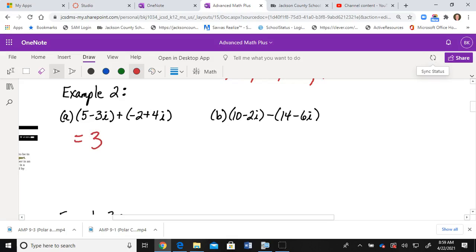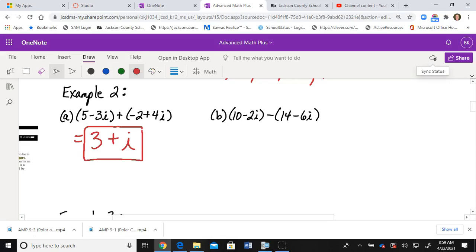So 5 plus negative 2 is what? 3. Negative 3i plus 4i. That's a positive i. Done. We did this in algebra too. You can just put it in the calculator. And again, I don't know why you would, but yes, you can just stick this in your calculator, just like it is.